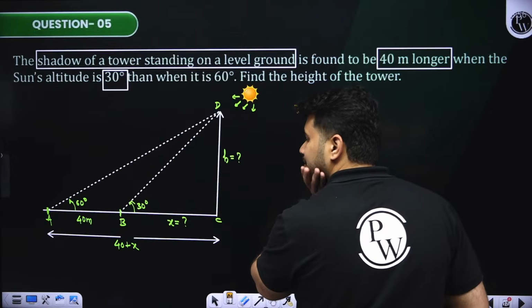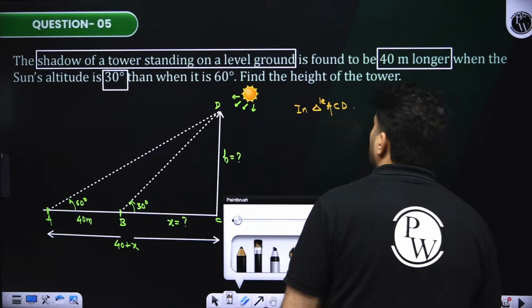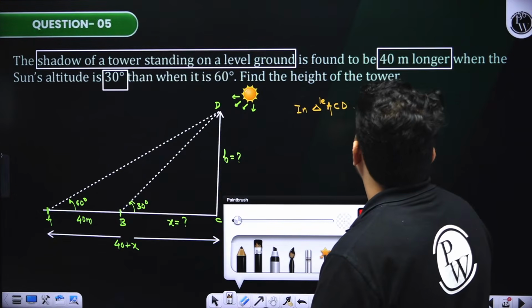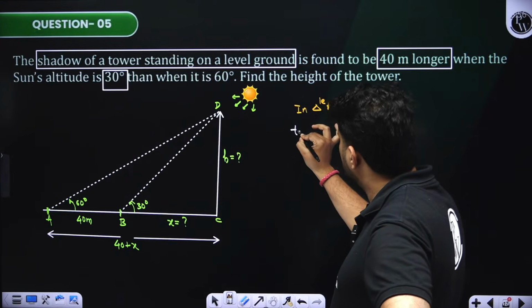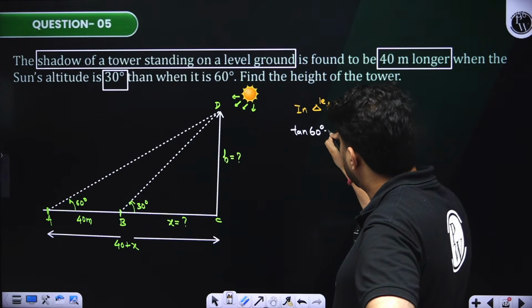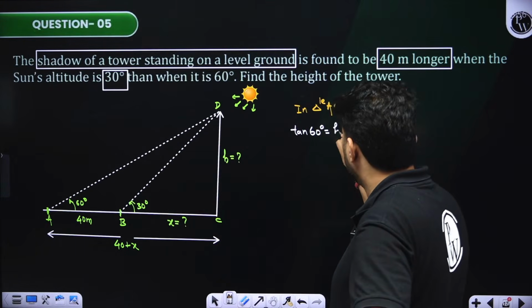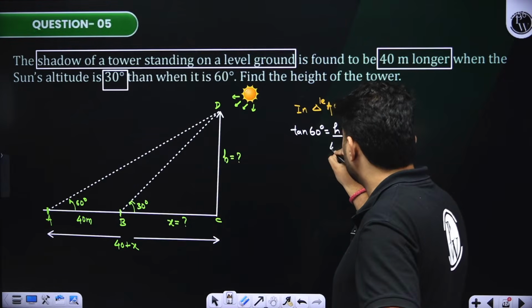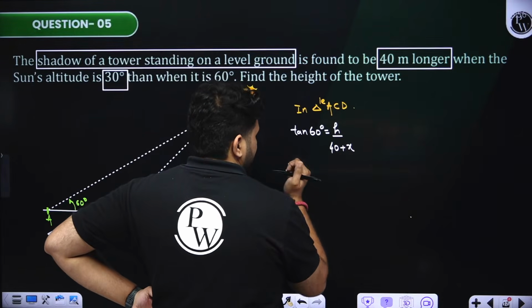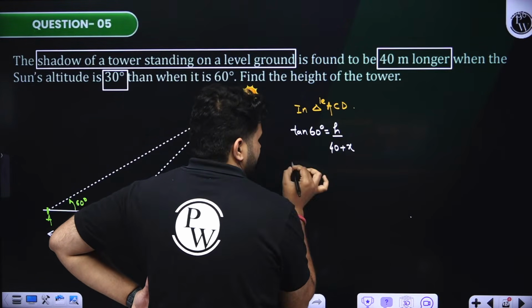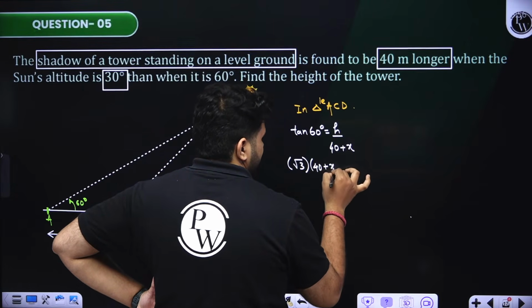in ACD, the height is not known. What can we do? Any other idea given? Nothing else is given. They have only given that the shadow is found to be 40 meters longer. Okay. So in triangle ACD, tan 60 degrees is nothing but what? Opposite, that is height divided by the base, which is 40 plus x. Clear? So this tan 60 degree value is root 3 times 40 plus x is equal to h.